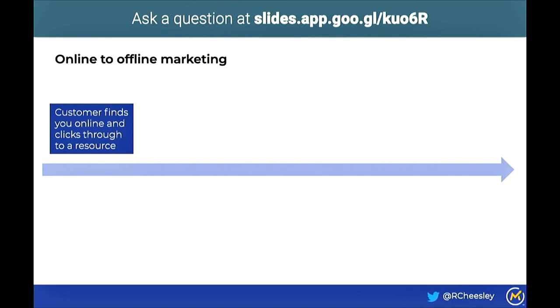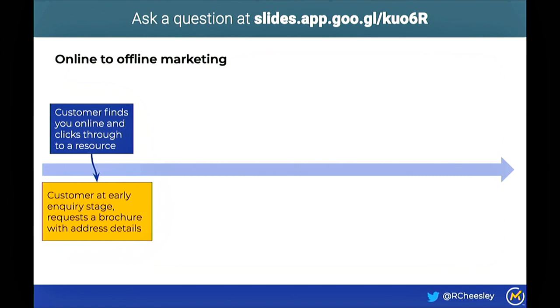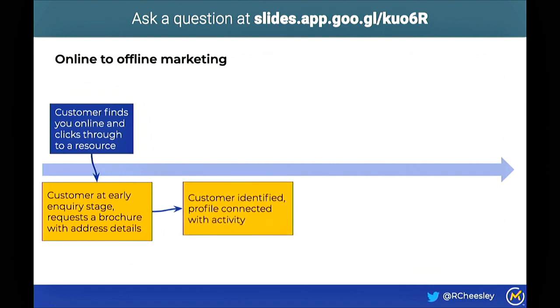So the customer finds you online because they're Googling for the best cruises, and they click through to, I don't know, cruises to the Caribbean. And they're at a really early inquiry stage, but they want a glossy brochure that they can show their friends and have on their dining room table and what have you. So they request a brochure, and people who are requesting a brochure are likely to provide you with a physical address. So they're identified, you connect it up with their profile, and through a third-party integration, this community member triggered that through Deutsche Post to actually send the information automatically.